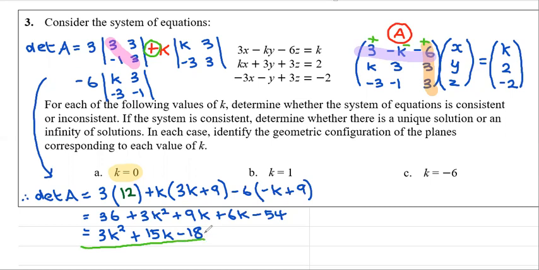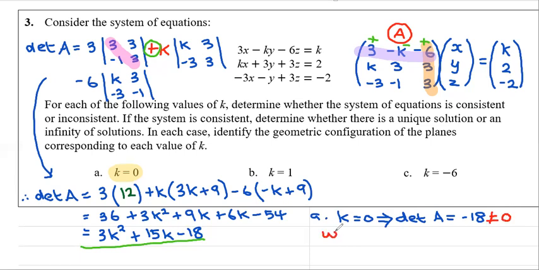So let's have a look at scenario 1, which is k is equal to 0. So for part A, when k is equal to 0, what we have is that the determinant of A is simply going to be negative 18. Now, this is important because this is a non-zero determinant. So this is non-singular, does not equal to 0.